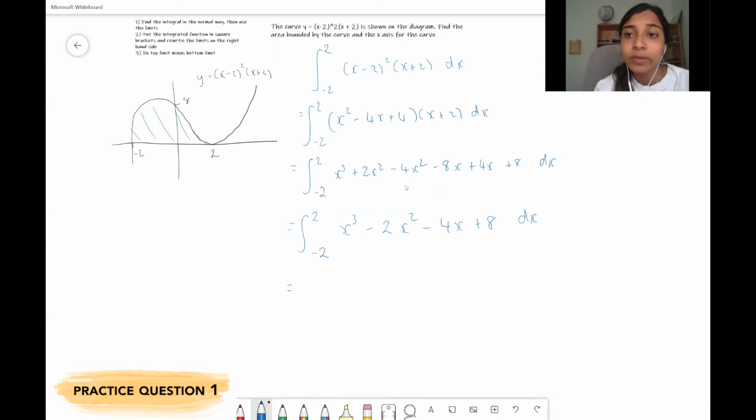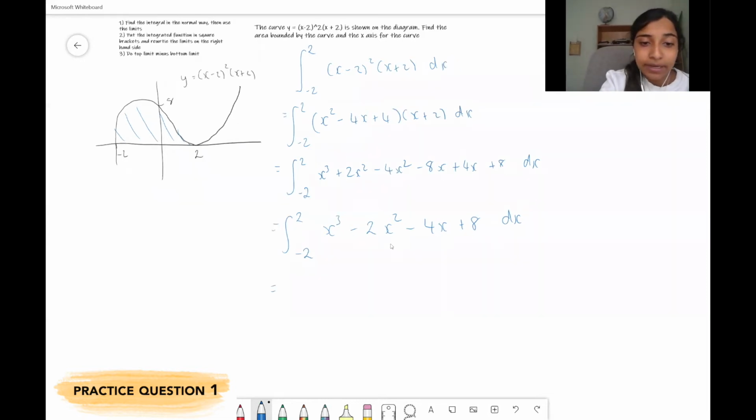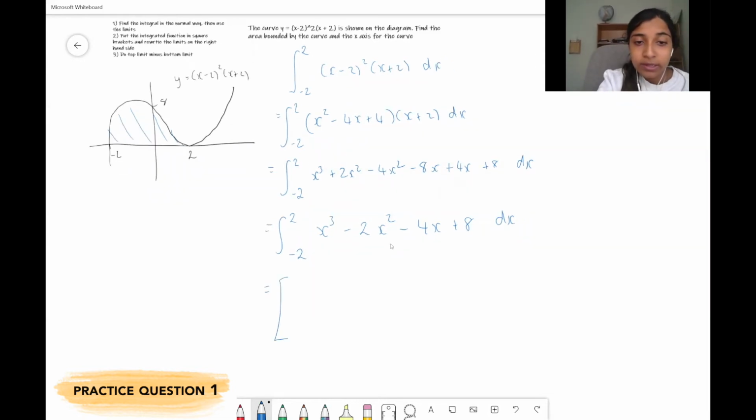And now we can just integrate this normally and put it in square brackets. So x cubed integrated, that's just a quarter x to the power of 4, minus 2x squared integrated, that's just minus 2 over 3 x to the power of 3, minus 4x integrated, that's minus 4 over 2, 2x squared, and then 8 is just plus 8x. And you want to do that between 2 and minus 2.